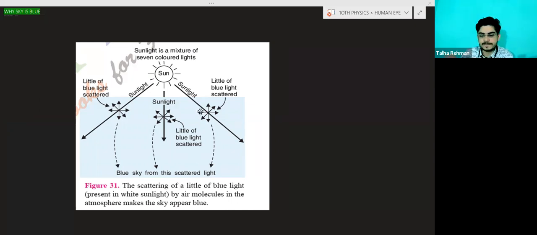Draw the figure and write the information also in the figure. If you draw this figure properly in the examination, you will get full marks. They are asking, why is the sky blue?